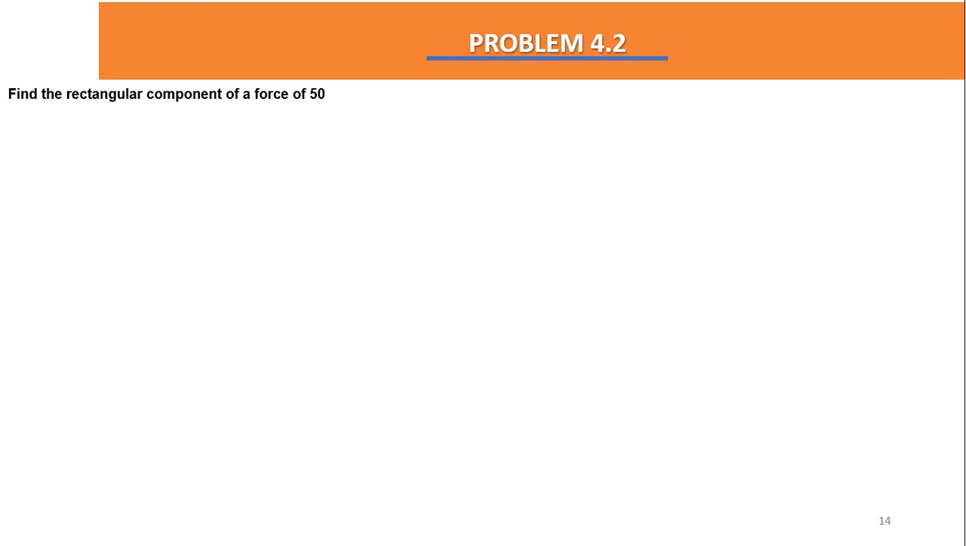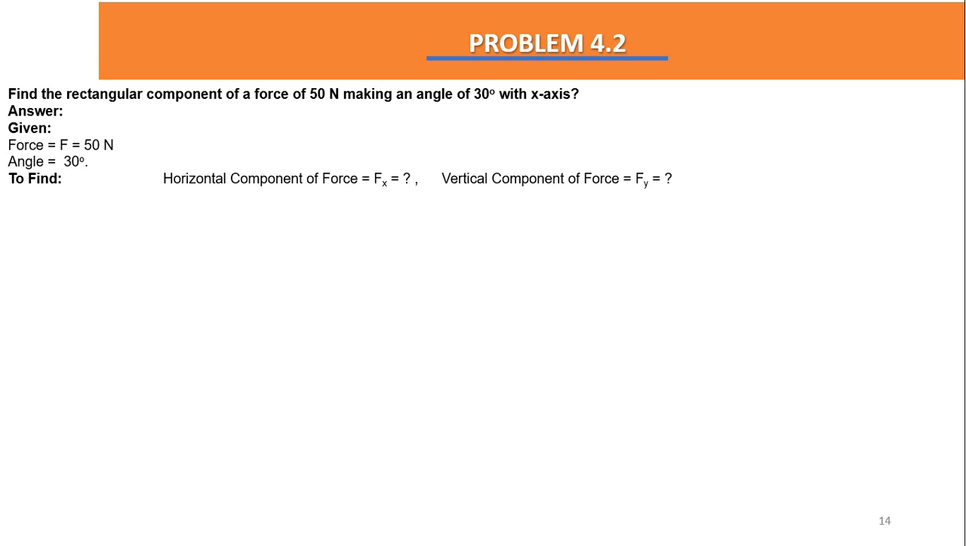Now problem 4.2: Find the rectangular components of a force of 50 Newton making an angle of 30 degrees with the x-axis. The force given to us is 50 Newton and the angle given is 30 degrees. We have to find the horizontal component of force Fx and the vertical component of force Fy. The formula here will be Fx is equal to F cos theta and Fy is equal to F sin theta. And by putting the values of F and theta we will get Fx is equal to 43.3 Newton and Fy is equal to 25 Newton.